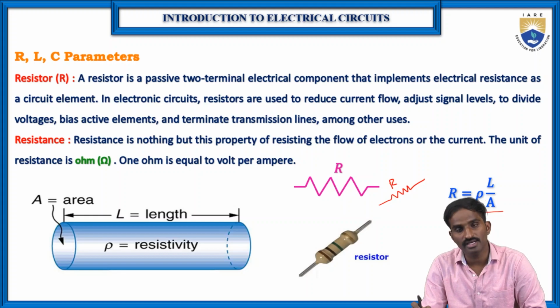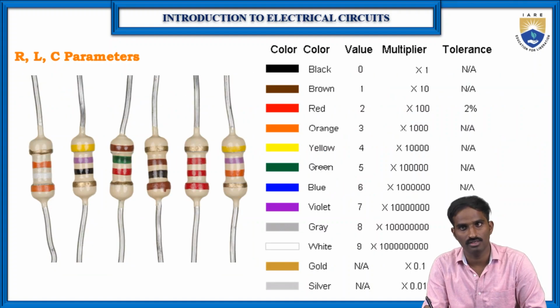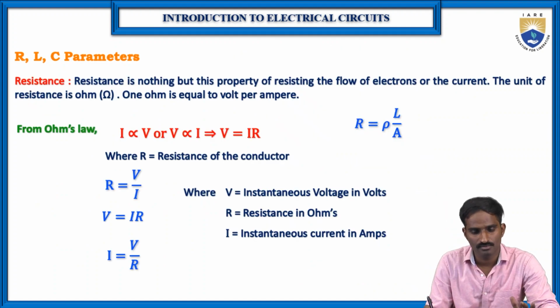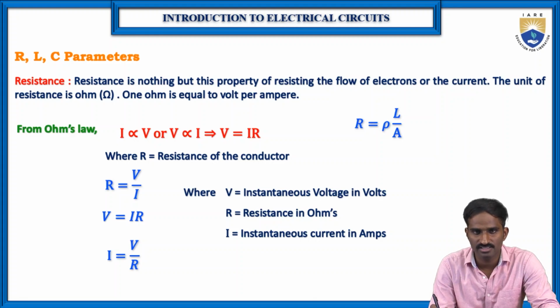Then what is the relation between the voltage and current in the case of the resistance element? We have already discussed this in Ohm's law. Ohm's law defines that at a constant temperature, the voltage across an element is directly proportional to the current flowing through the element. If you remove the proportionality, you have to include one constant, and that constant is called the resistance.